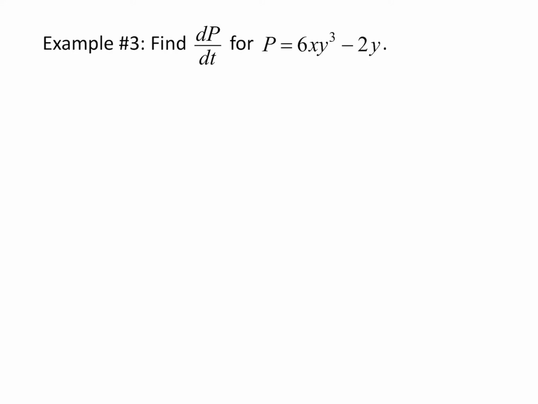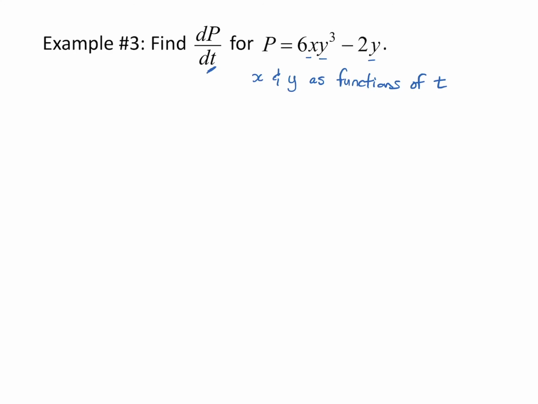So now let's say we want to find dp by dt for p equals 6xy cubed minus 2y. So we're taking the derivative with respect to t, and now we have two different variables in our function. We have x and y. So in this case, we're going to treat x and y, because we're differentiating with respect to t, as functions of t.